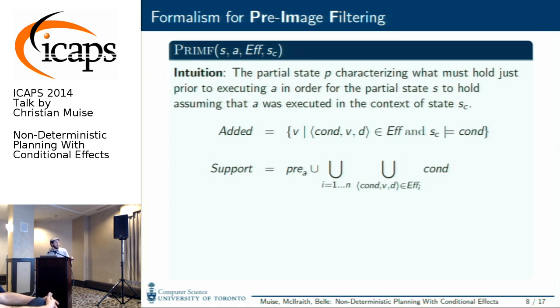Added is going to be all of the variables that were actually added when you applied this action, right? And it's predicated on this context state of where we came from. So if a conditional effect fired when we applied this action, then the variable that was added to it is now in our set added, right? So we need to know everything that this action added to our state.